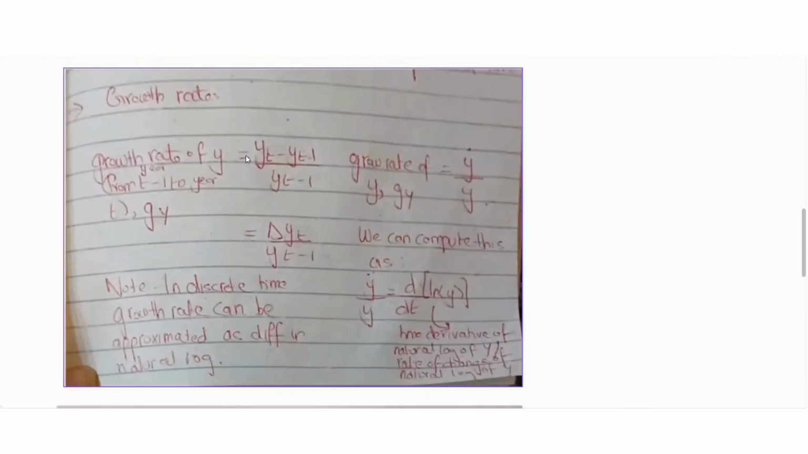Now the growth rate. The growth rate in discrete time from year t minus 1 to year t is simply (y_t minus y_{t-1}) divided by y_{t-1}. And in discrete time, we can also approximate the growth rate as differences in natural logs. So g_y, which is (y_t minus y_{t-1}) divided by y_{t-1}, can be approximately written as the difference between the natural log of y_t and the natural log of y_{t-1}. So this growth rate in discrete time is approximately the same as ln y_t minus ln y_{t-1}.